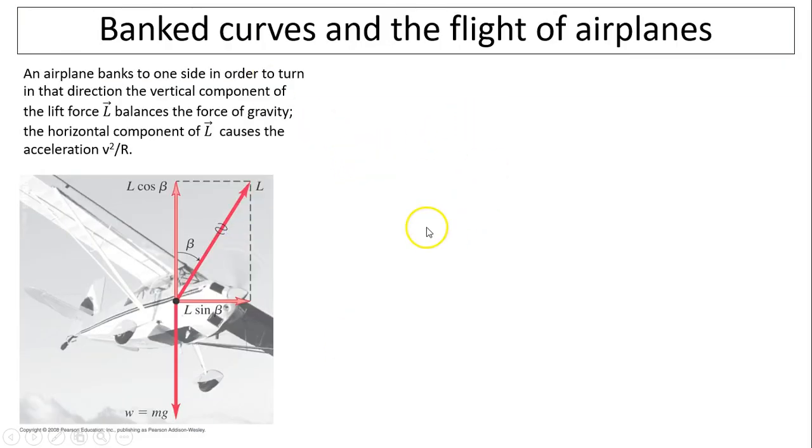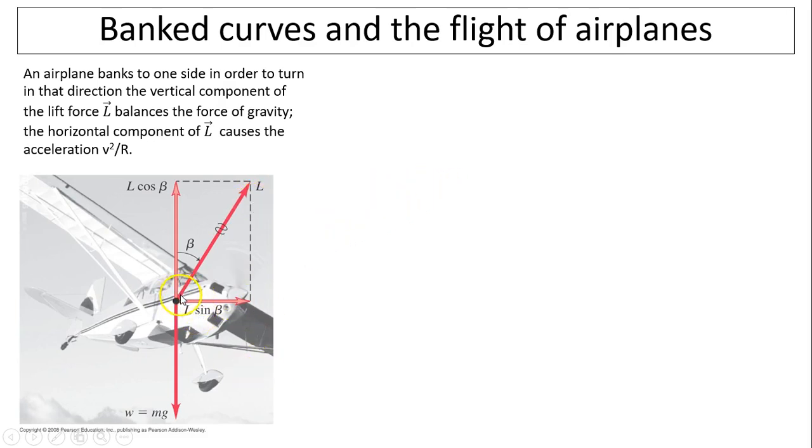Banked curves in the flight of airplanes. When you fly an airplane, you have probably seen that when the airplane has to turn, the airplane has to tilt. This is because when the airplane has to turn, there has to be a force providing centripetal force. So where is that force coming from? Actually, it's coming from lift force. This lift force has to be at an angle to provide centripetal force.